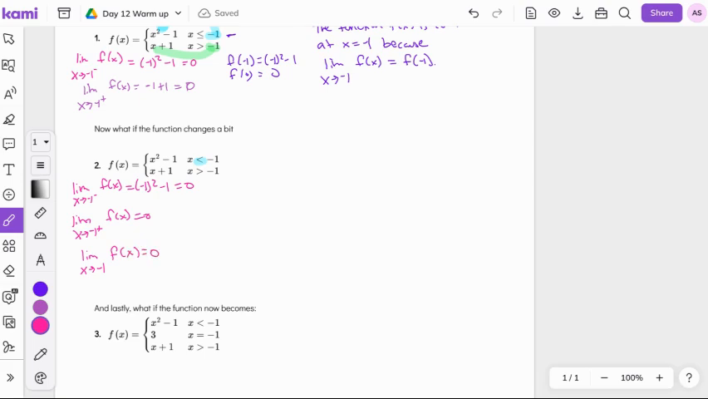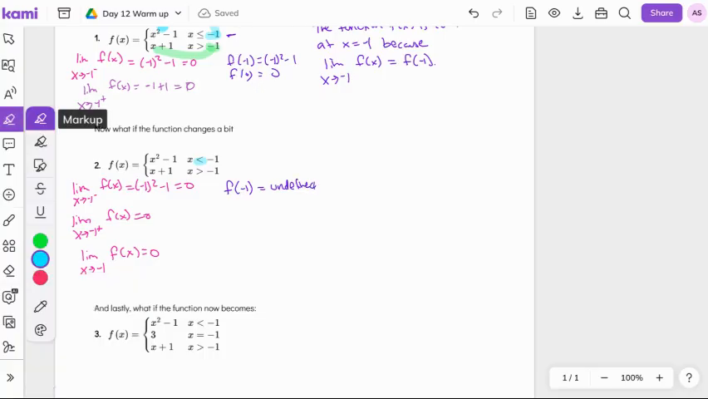And that's because the left-hand limit is equal to the right-hand limit. So now we're going to evaluate f of -1. In this scenario, f of -1 is undefined because we don't have an inequality symbol that has an equal to there. We just have less than or greater than. So the actual value of f of -1 is going to be undefined.